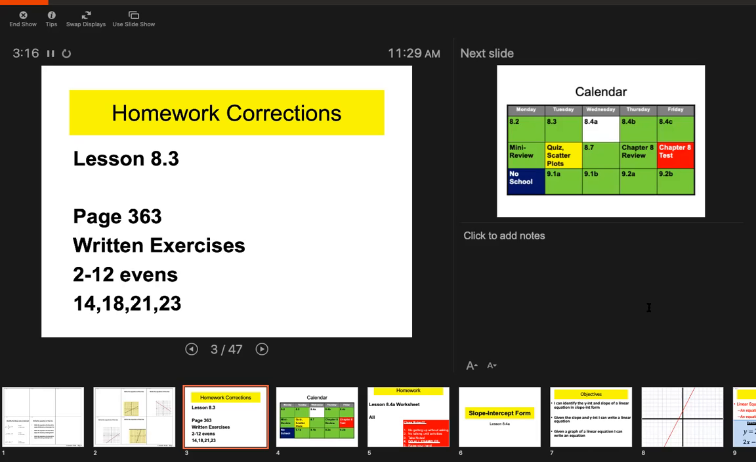Isn't it negative 3/4, not just 3/4? It's not, it's 3/4. 0 minus 3 is -3. 2 minus 6 is -4. Negative over negative is a positive. Number 10 is 3/2. 12 is 14/3. 14 is 3. 18 is -2/5. And then we already talked about 21 and 23. 0 for 21 and undefined for 23.